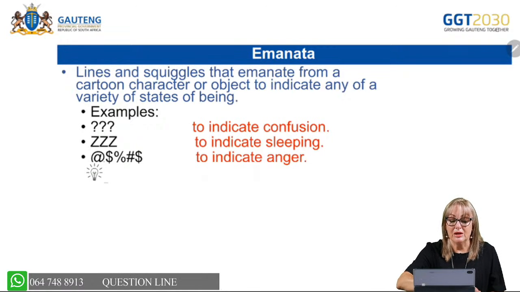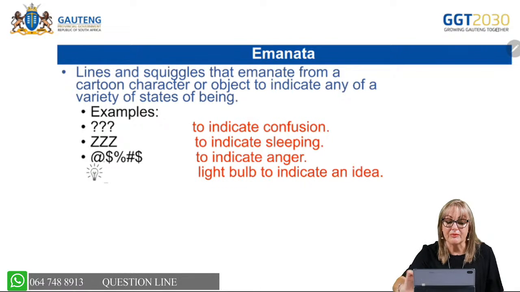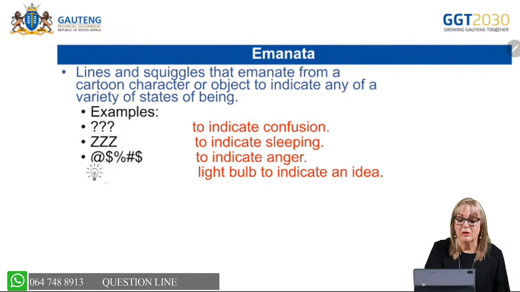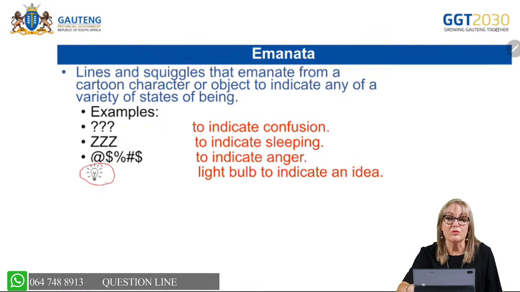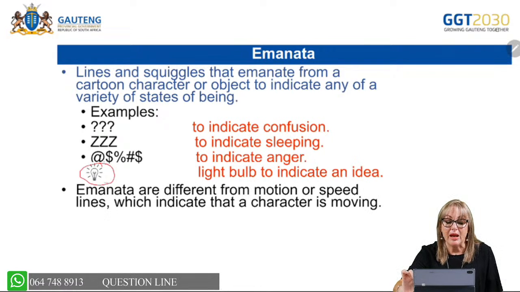That little thing there is called the light bulb. I hope you can see it. It's quite small. If that is on top of a person's head, it will show, oh, he got an idea. And emanata are different from motion or speed lines, because they tell you about the person's state of being at that stage, his feelings.